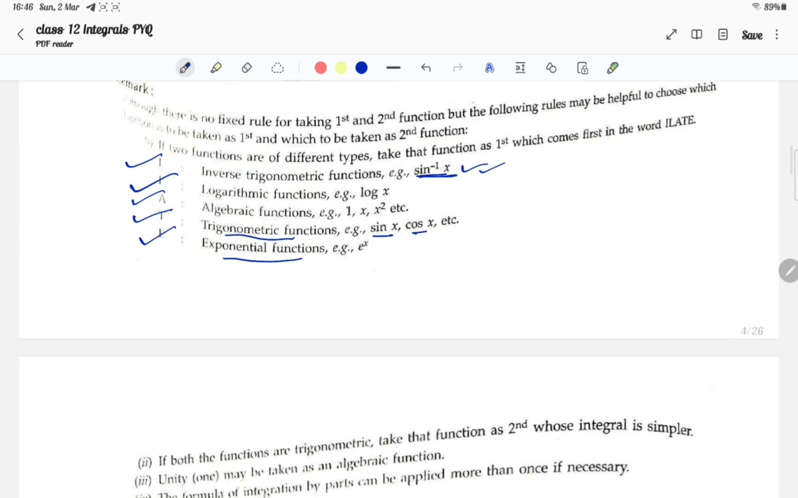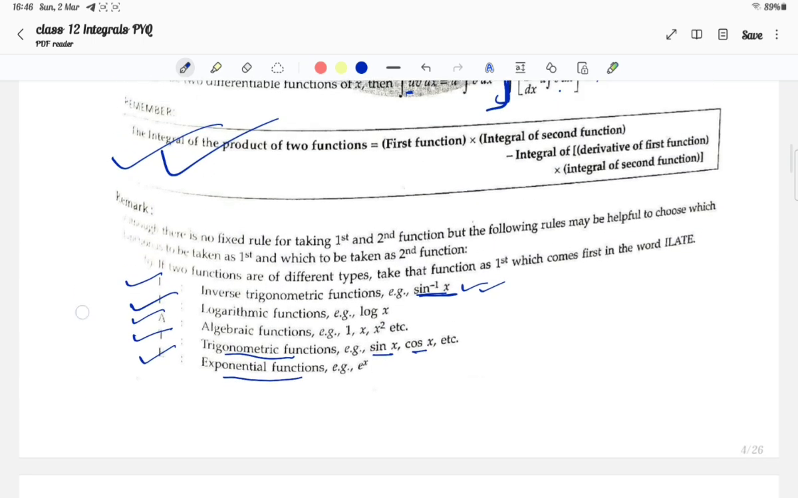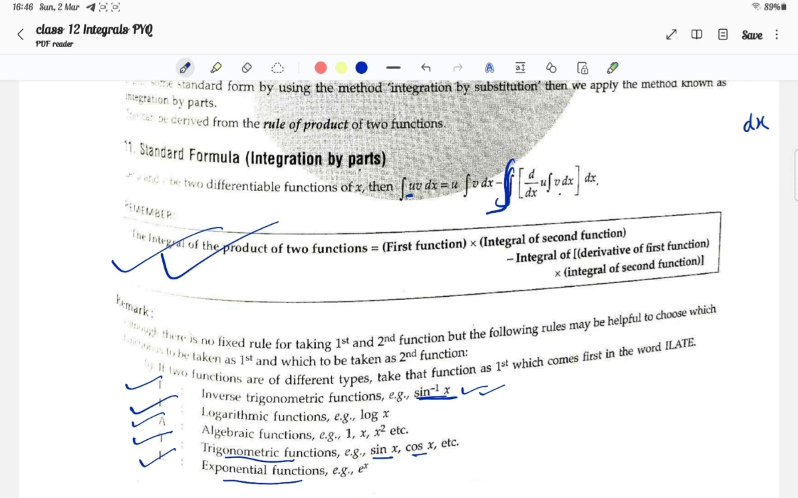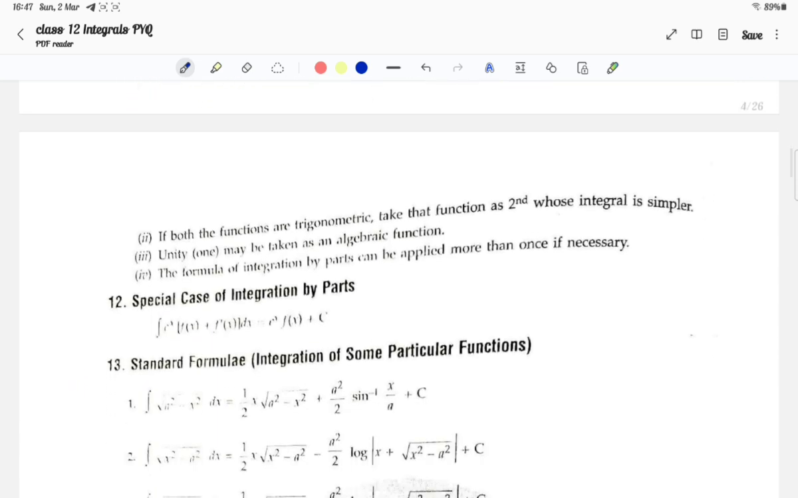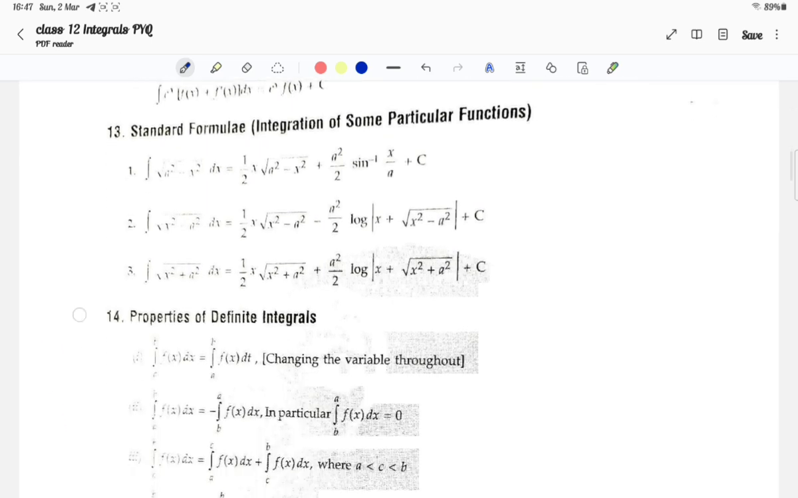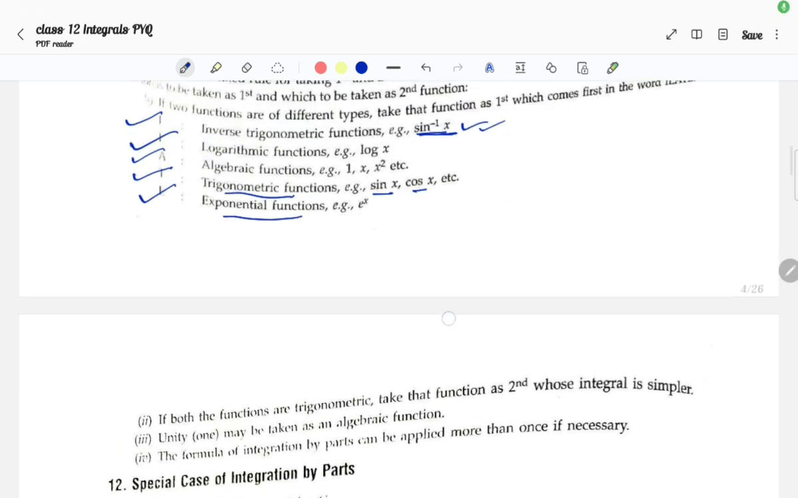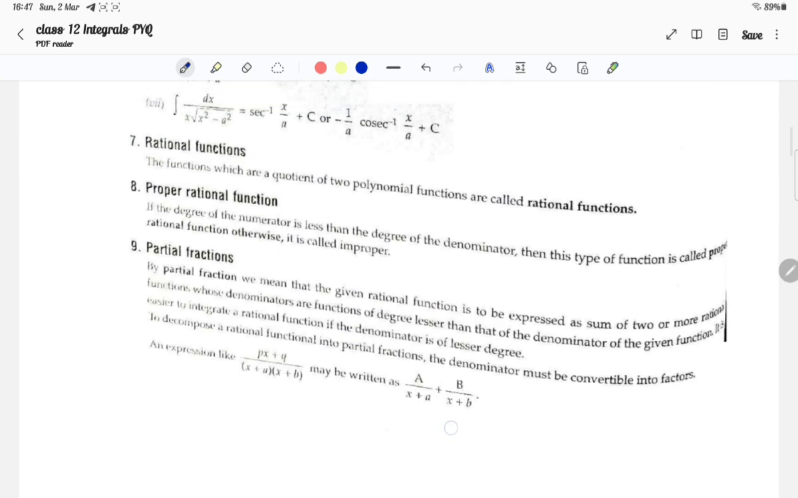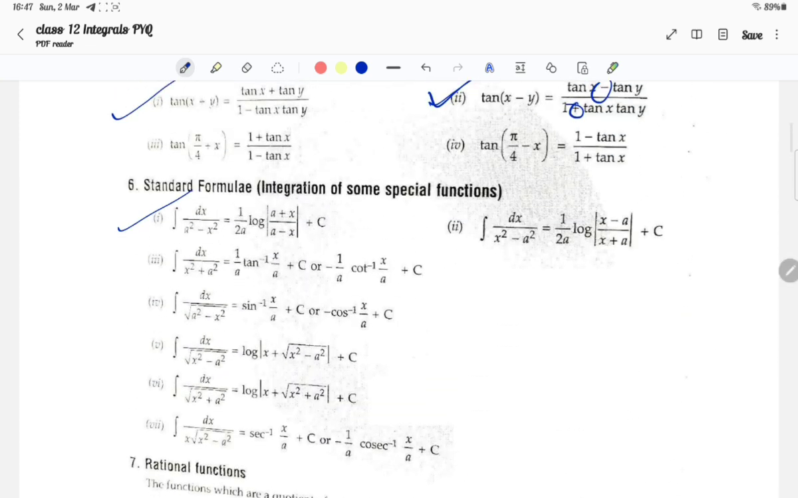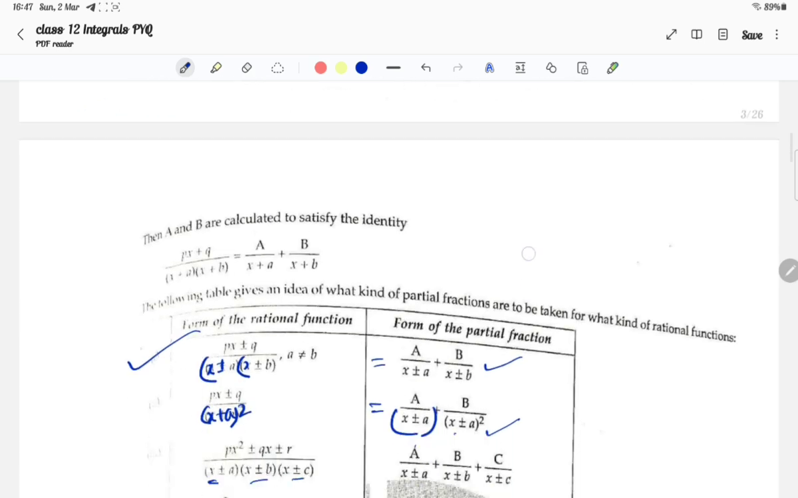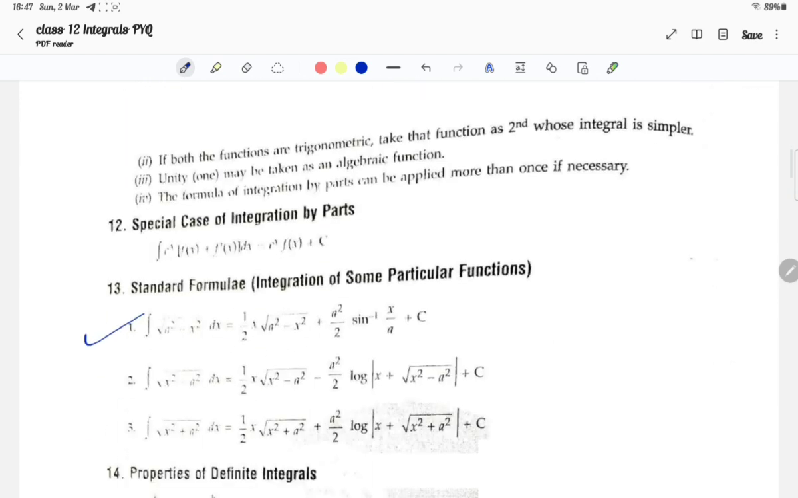Okay. So this chapter has 3 methods. First method is integration by substitution, then integration by parts, and integration by partial fractions. By those 3 methods you can solve the questions. Now see, some formulas are of these special types of functions, like which I already discussed, integration of dx by a square minus x square. If somehow it is root over a square minus x square dx, in that case what will be the formula? So here are 3 more special types of formulas you have to remember for this chapter.